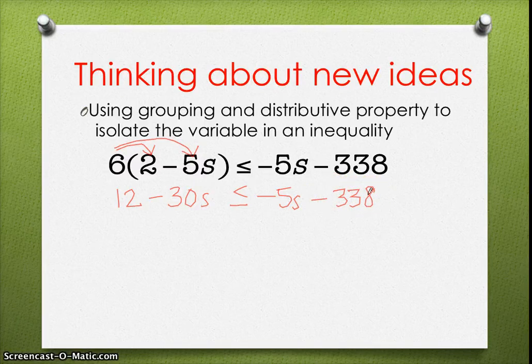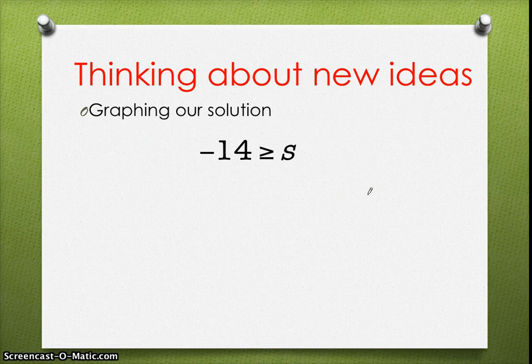And if we were to solve that equation, we're going to end up with negative 14 is greater than or equal to s. Notice that when we were to solve this equation out, there is going to be some flipping of the signs because we divided or multiplied by a negative.